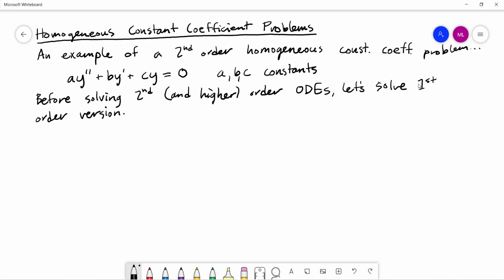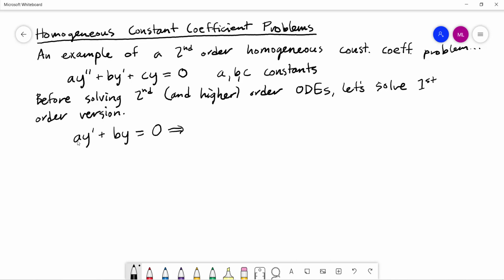So the first order version of the same problem might look like the following. It might just look like a y prime plus b y equals 0. So again, the coefficients are just constants, but now the highest order term is just a first derivative, hence making it a first order problem. So how would we solve this? Well, this is a linear first order problem. We have a couple of techniques that we can use. We could do integrating factor on this, but it's also something that we could basically rearrange and solve as a separable equation. So let's just see what this looks like.